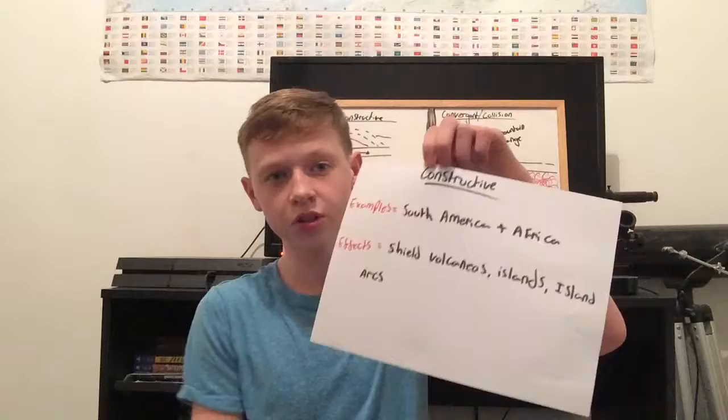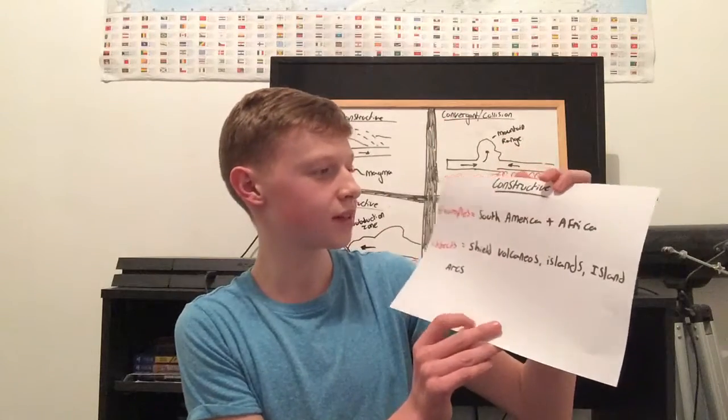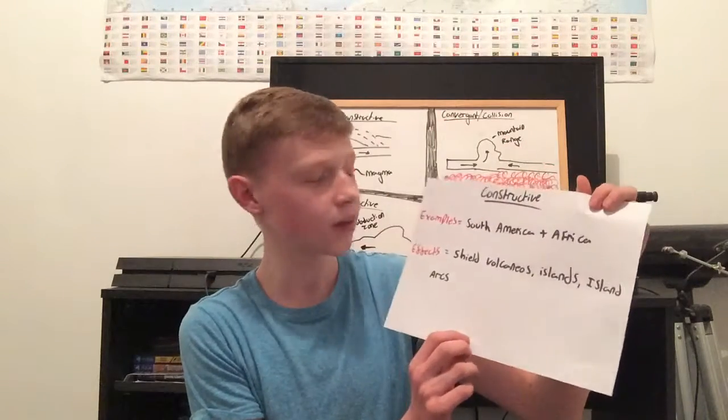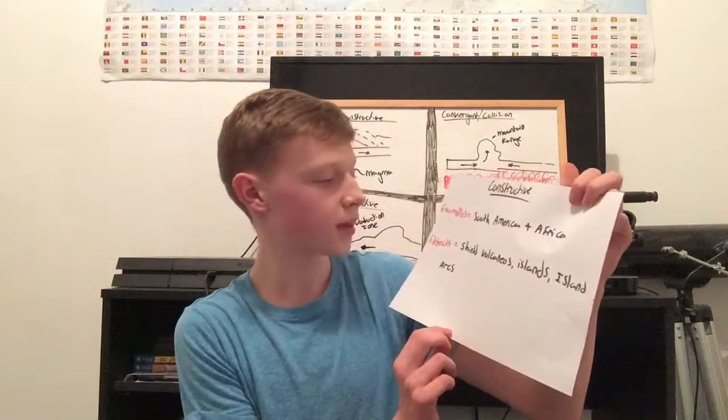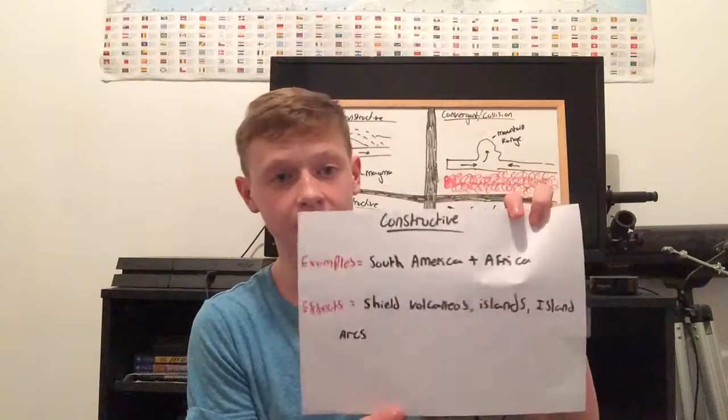Moving on is our constructive plate boundaries. Examples of this are South America and Africa moving apart to make the Mid-Atlantic Ridge, and the effects are a shield volcano, islands, or island arcs.